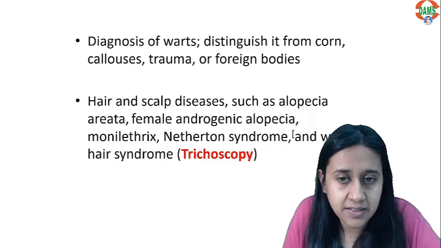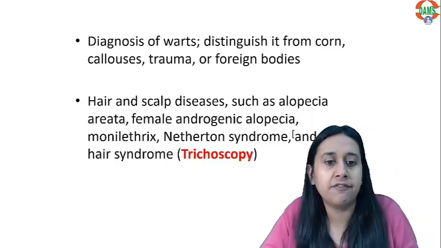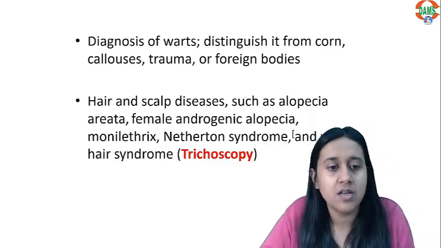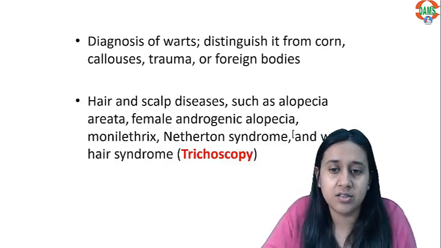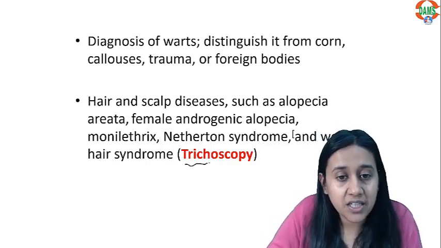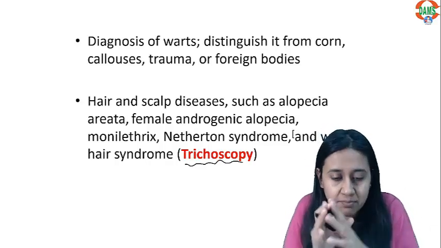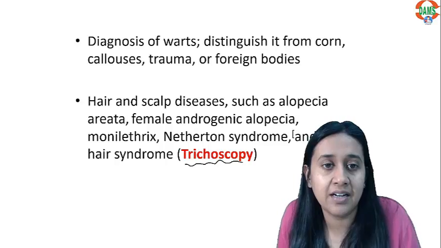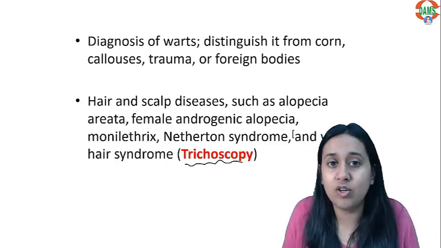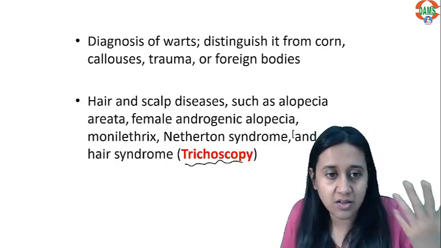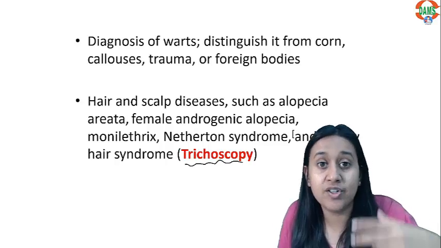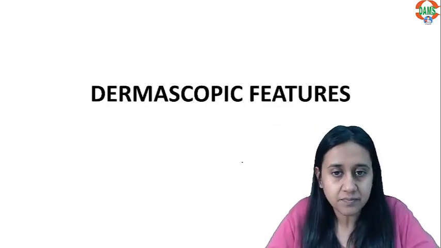Hair and scalp diseases such as alopecia areata, female androgenetic alopecia, monilethrix, Netherton syndrome, woolly hair syndrome can also be evaluated. We call this type of dermoscope a trichoscope. It is just a magnified view which can tell you about the hair diameter and density. It can tell you about the scaling, crusting, and any hair shaft defect.